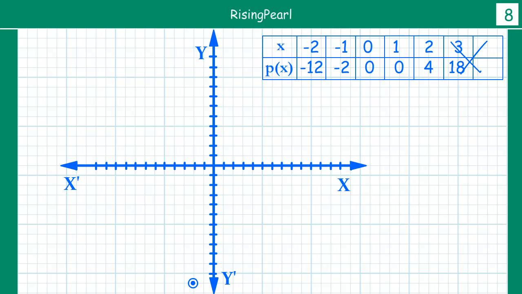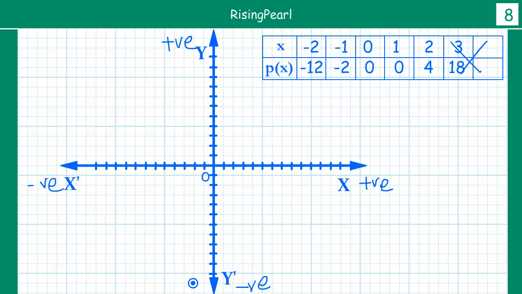So the first point is -2, -12. Again, we know that this is the positive for x, this is the negative for x. Now this is the positive for y, and these are the negative for y, right? And we know that this is the origin.